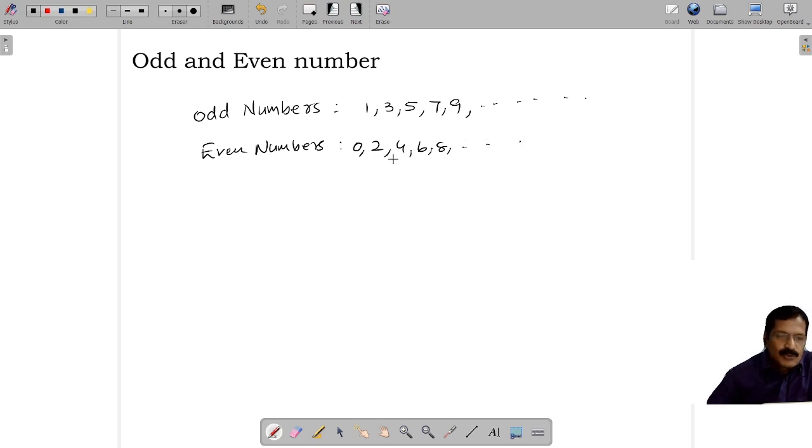Generally, people will write 2, 4, 6, 8, etc. But 0 is also considered an even number. So, even numbers are 0, 2, 4, 6, 8, etc. So, questions may be based on odd numbers and even numbers also.